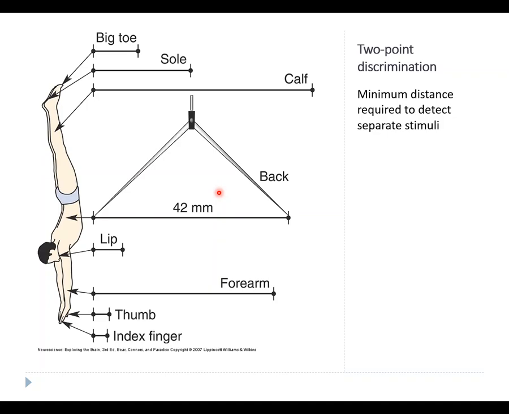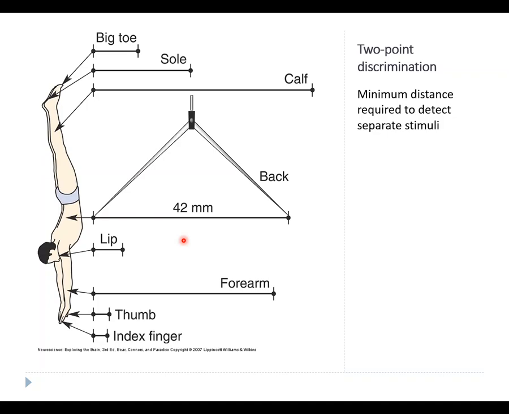And the way that the 2-point discrimination test is done is your subject closes their eyes, or you do it at a part of the body they can't see, and you start with the 2 points close together, and you touch against the skin, and you just ask the subject if they felt 1 point or 2. And if they say 1, then you widen the points a little bit, and you touch again, and you ask them again, did you feel 1 or 2? And you do that over and over again until they say they feel 2 separate points. And that distance that your calipers are at is the 2-point discrimination threshold for that region of skin.